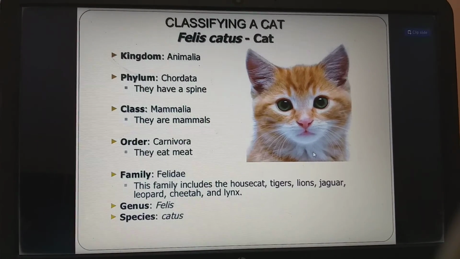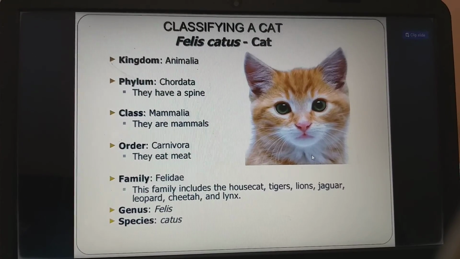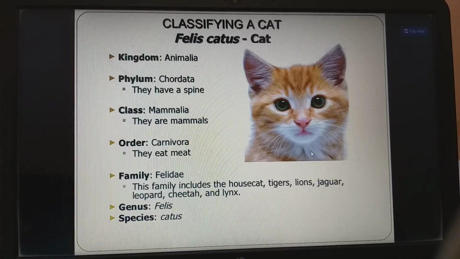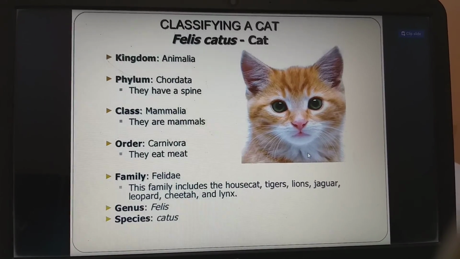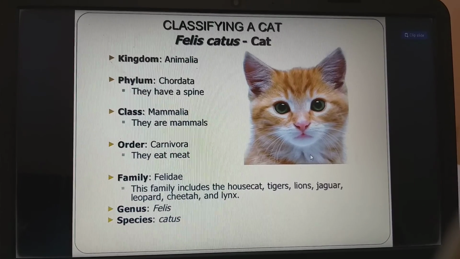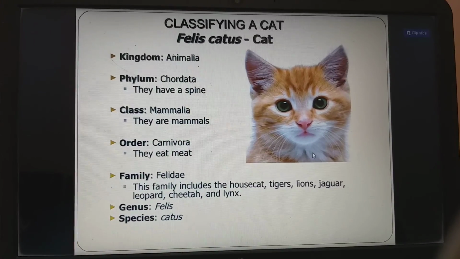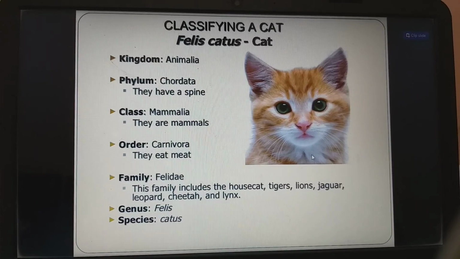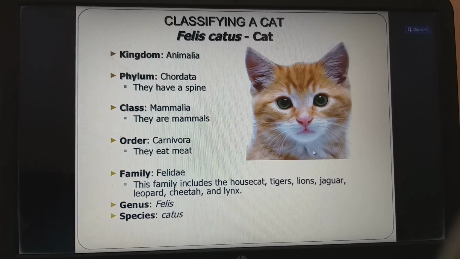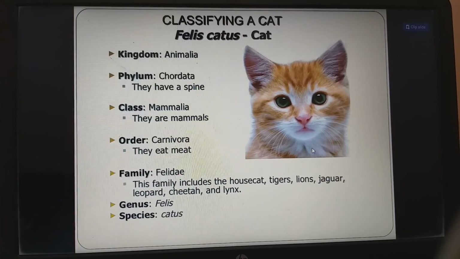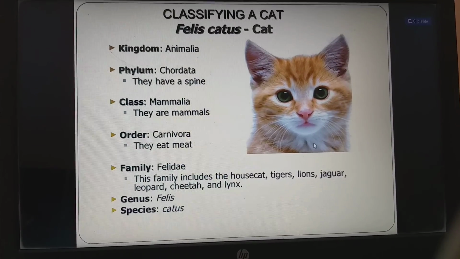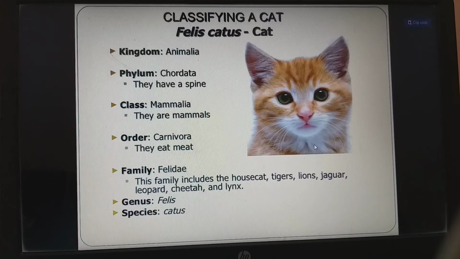Classification of the cat, for example. Felis catus is the scientific name for the cat. It comes under the kingdom Animalia, phylum Chordata, meaning they have a spine, class Mammalia, they are mammals, order Carnivora, they eat meat, family Felidae. This family includes house cats, tigers, lions, jaguars, leopards, cheetahs and lynx. Genus Felis and species catus.